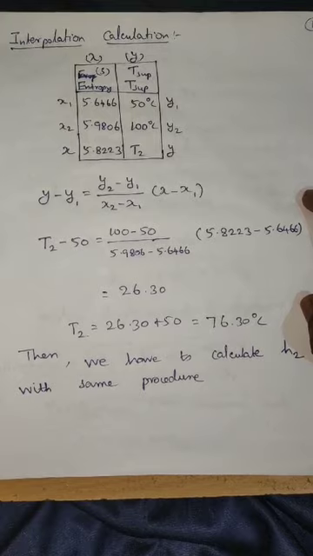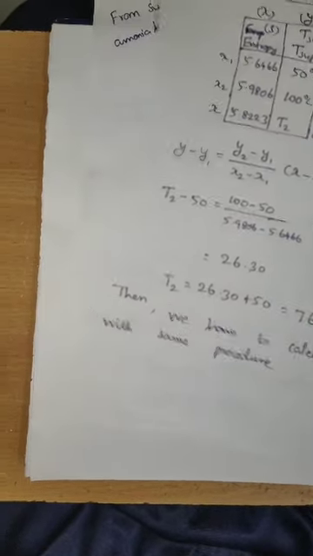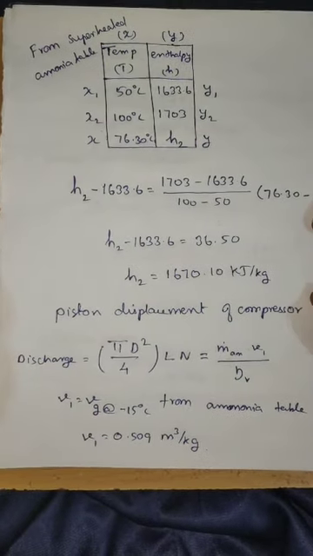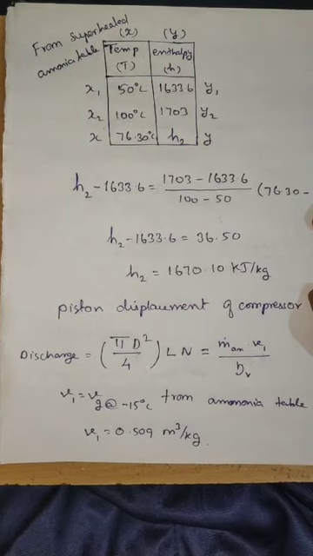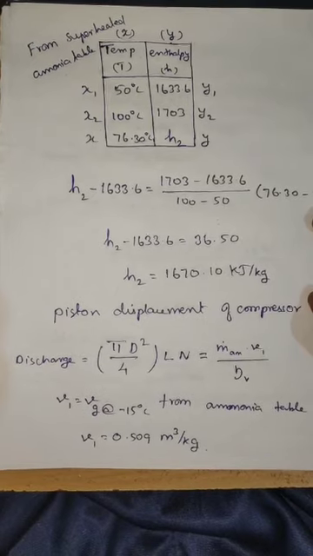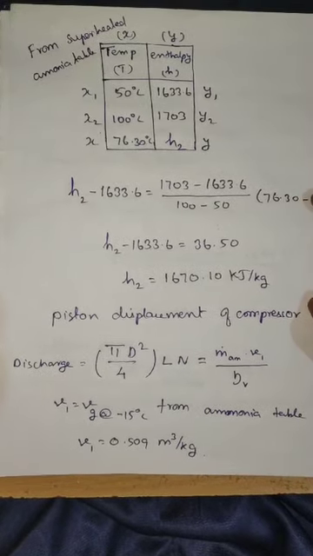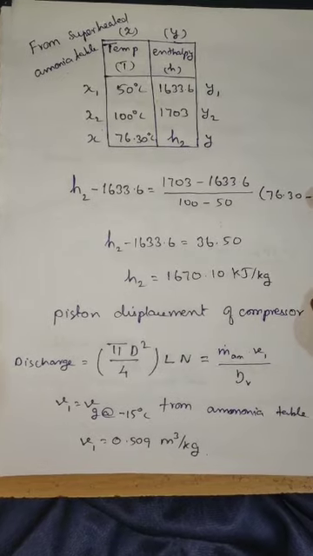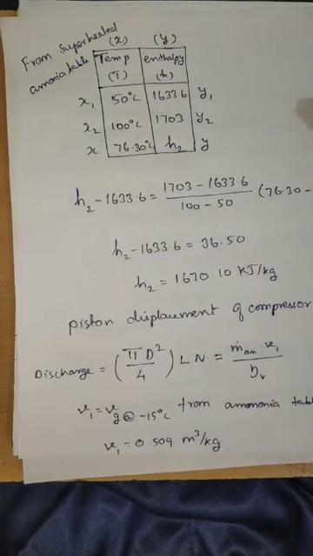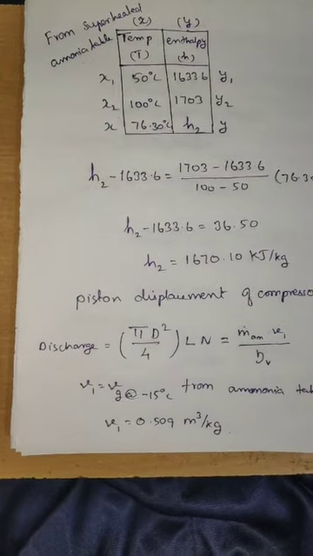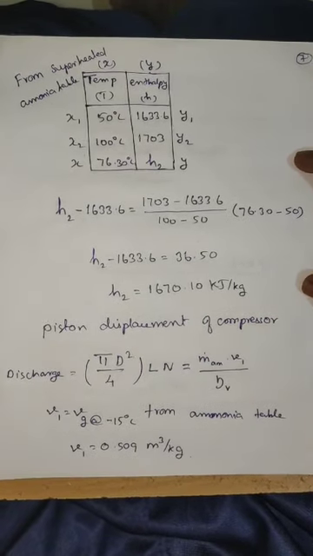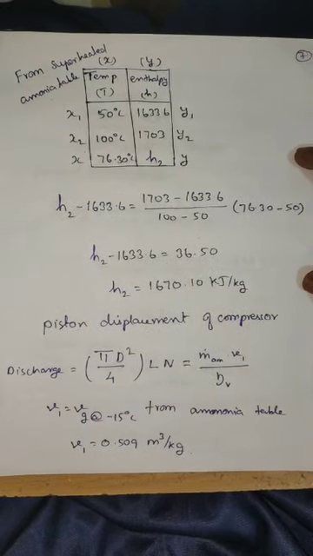Then we have to calculate the H2 with the same procedure. From the superheated ammonia table, the temperature and enthalpy are taken. Here at 50 degrees Celsius the enthalpy value is this, and at 100 degrees Celsius the enthalpy value is this, and the temperature is 76.30. What is the enthalpy value? Then substitute using the similar formula seen in the previous case. Then calculate H2, which is equal to 1670.10 kilojoules per kg. Okay, that task is completed.